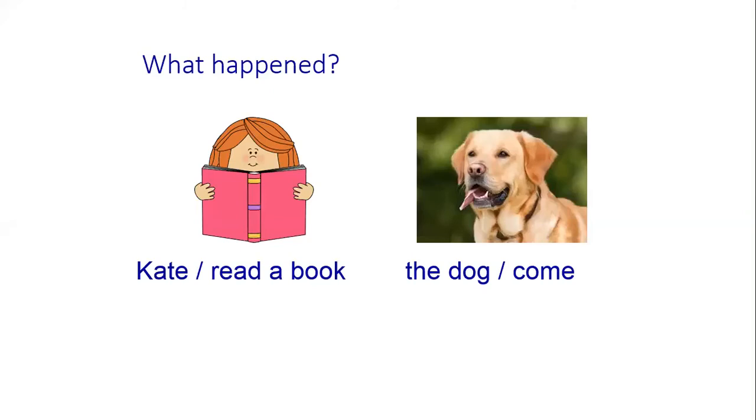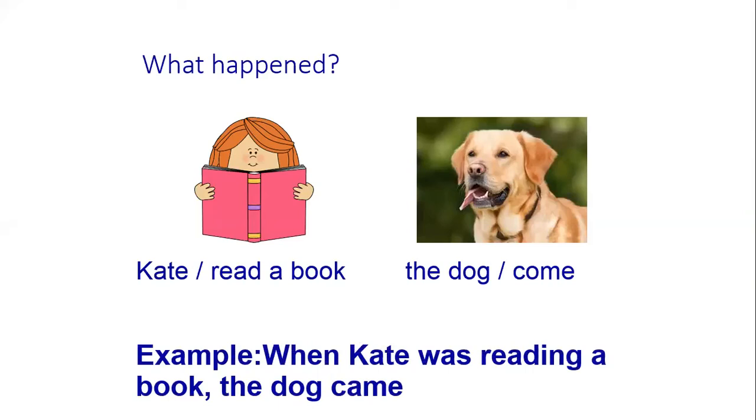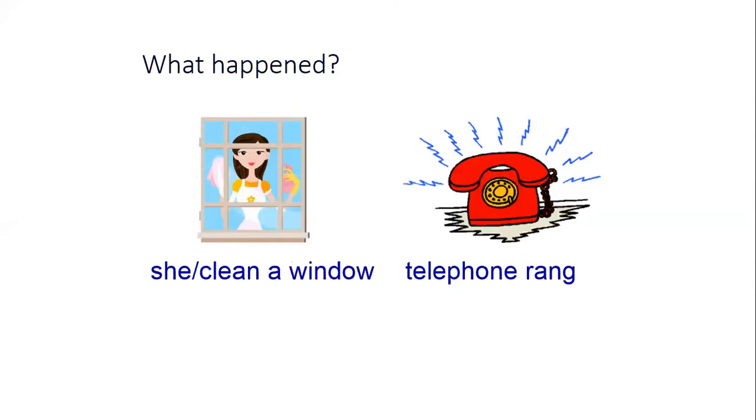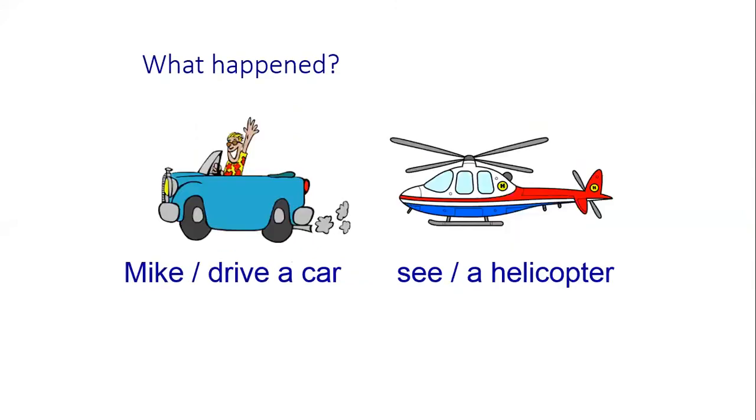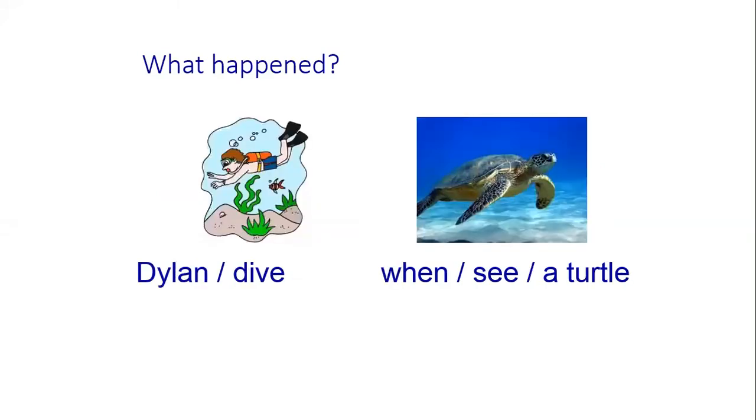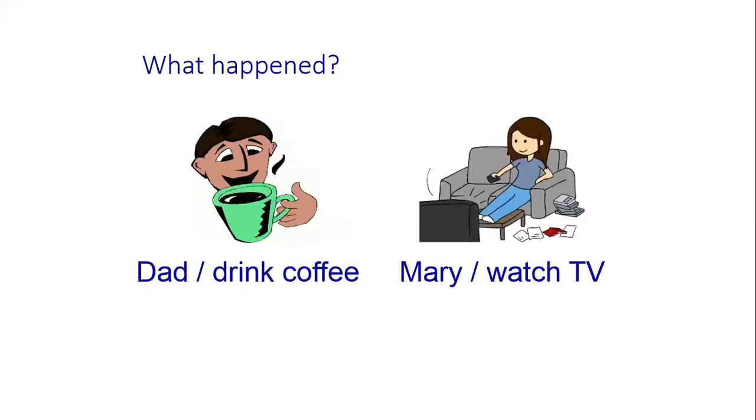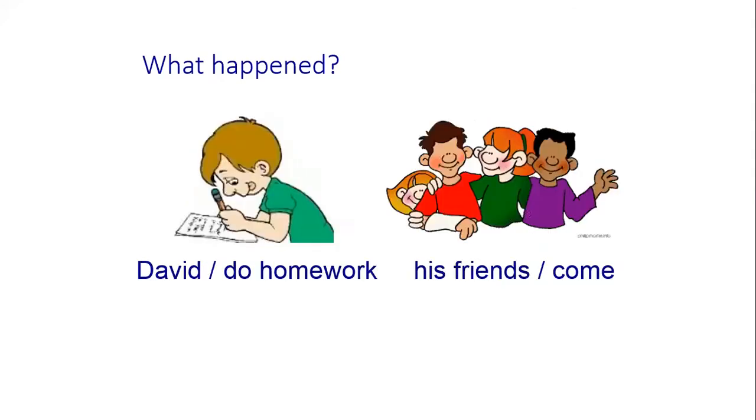Here I prepared some sentences. Here you have to create a sentence. For example, we have here, Kate read a book and the dog came. And the example is, when Kate was reading a book, the dog came. Okay. So the rest of the exercise has to be done by you, students. And remember, if you have any questions, feel free to ask me and write me.